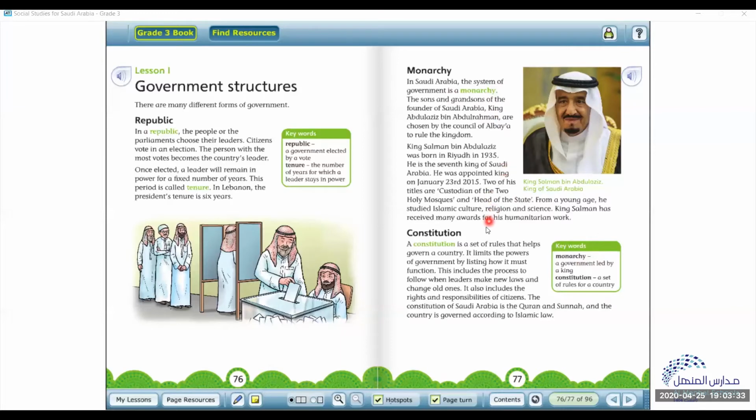Then the other word you need to know is the word constitution. And constitution we've repeated many a time. You know that the word constitution means the rules of the country. Just like we have classroom rules, we have rules for a country that every citizen of that country needs to abide by. So for 76, 77, we've got republic, monarchy, and constitution. These words need to be known. And then also just know the name of the king, which is King Salman bin Abdulaziz, who is the king of Saudi Arabia and also the custodian of the 2 holy mosques in Makkah al-Mukarramah and Madinah al-Munawwarah. So that is what you need to know from this page.